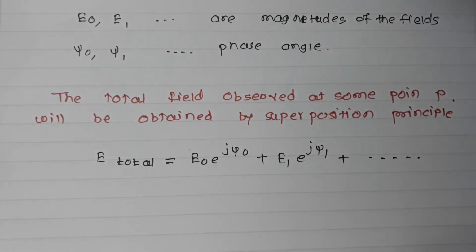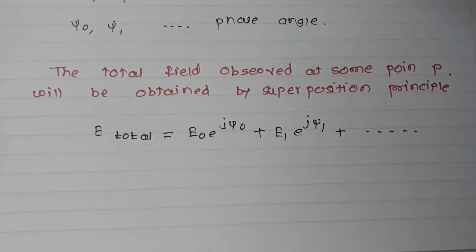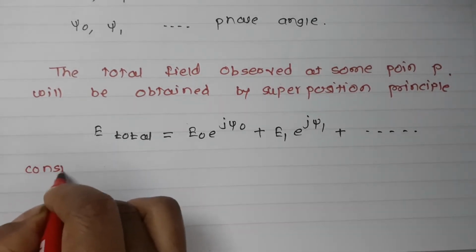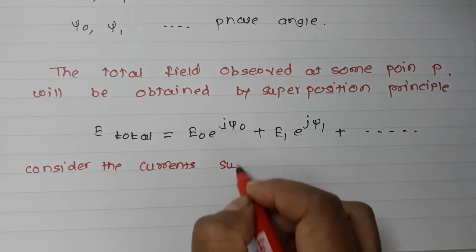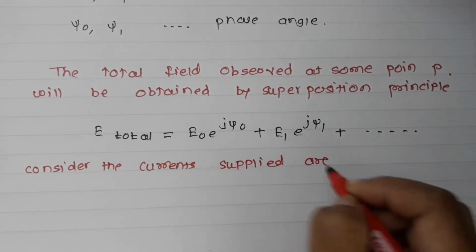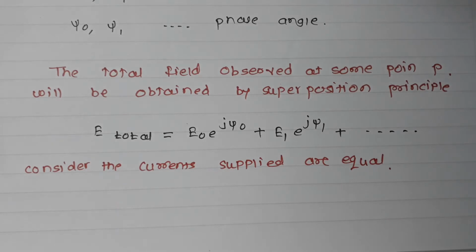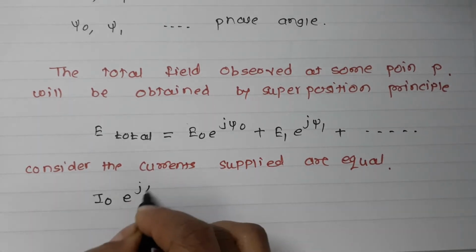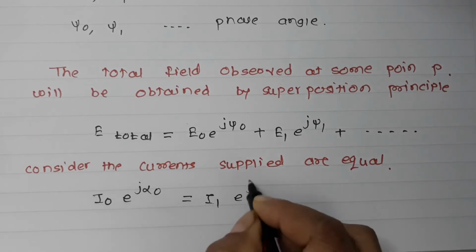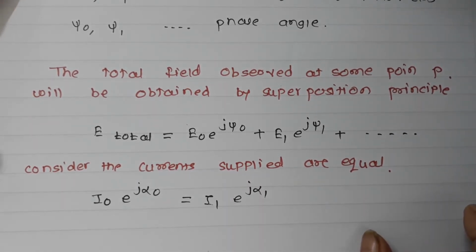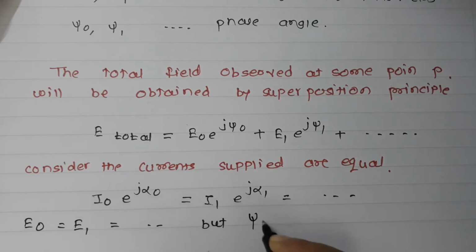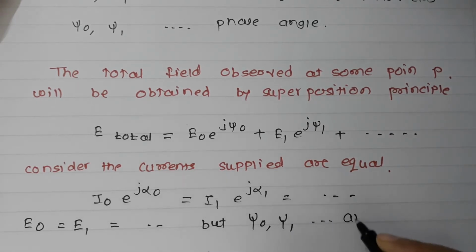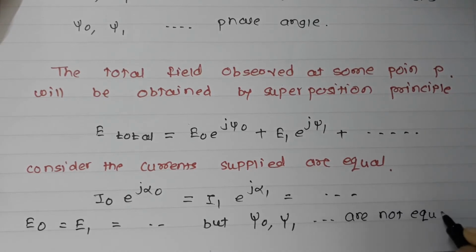Now here consider the currents supplied are equal. So our assumption is that they are equal. Then I can write I0 e raised to j alpha 0 is equal to I1 e raised to j alpha 1. Then you can say that this E0 will be equal to E1, but your psi 0 and psi 1 are not equal. So this is the condition.